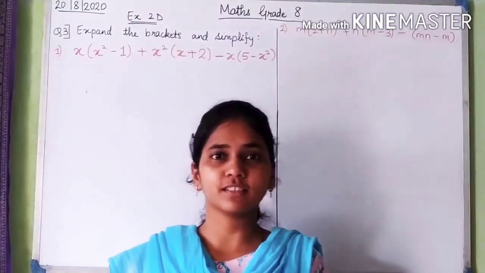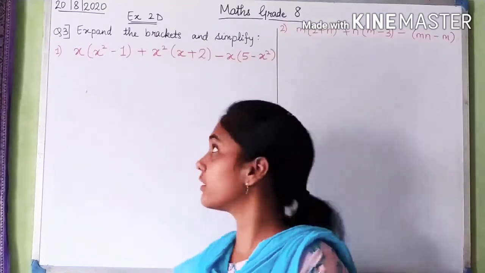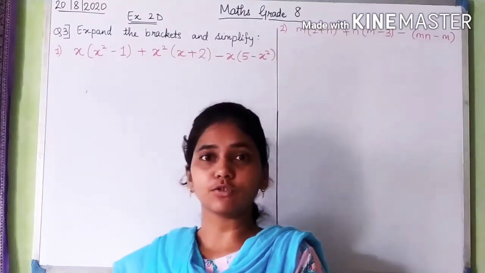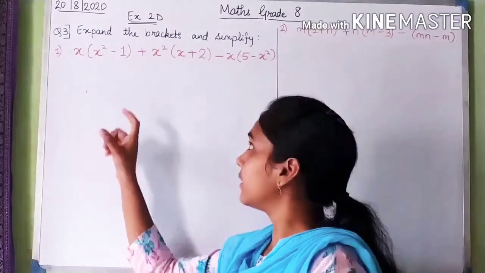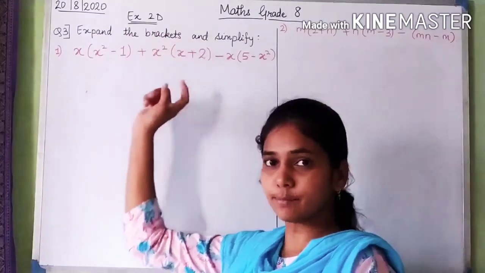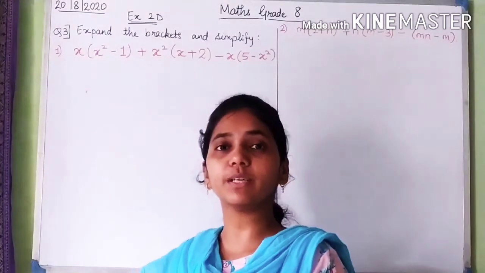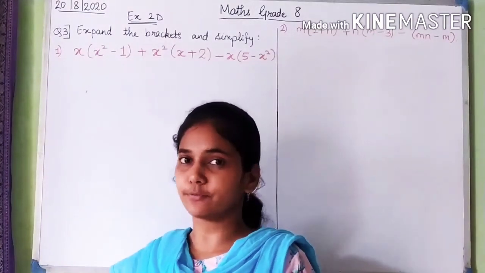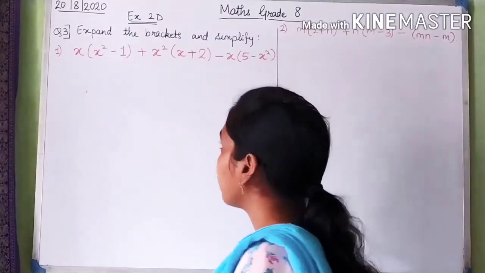Morning, students. Okay, so in yesterday's class we had stopped with exercise number 2D. So today we will continue with it, exercise 2D, the third question. Okay, the question is the same: expand the brackets and simplify. But the sums given to us will be a little lengthy and a little difficult. So let's see the first sub-question.